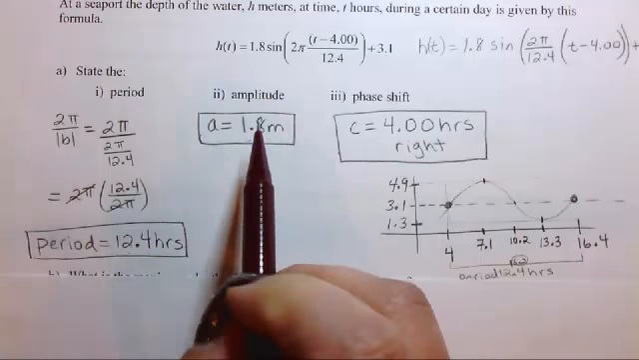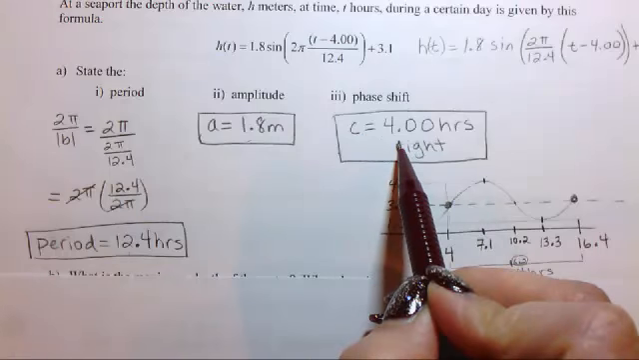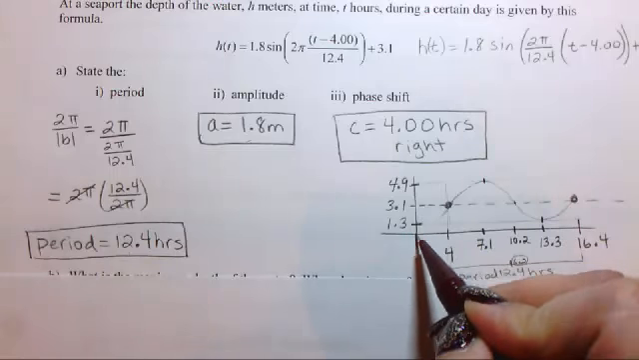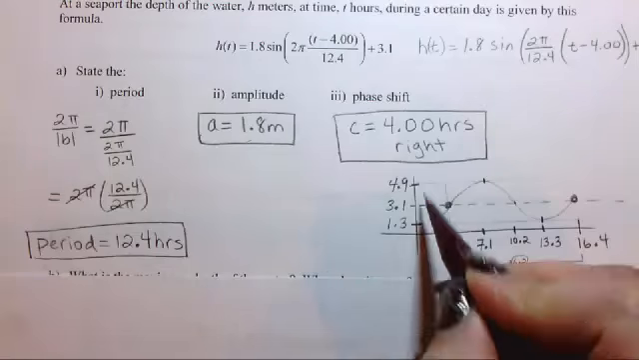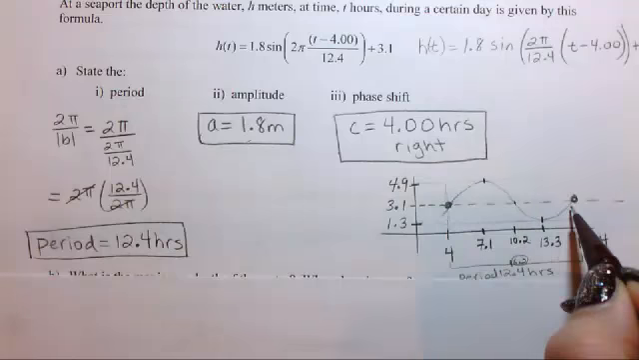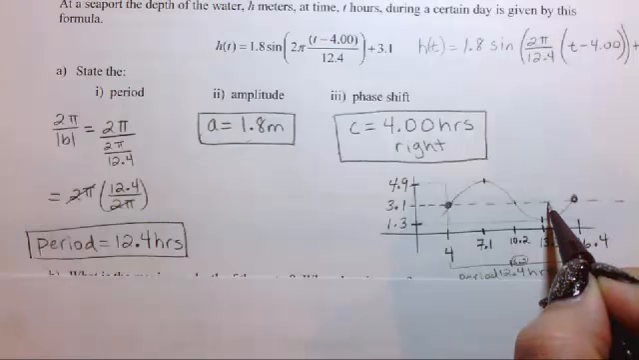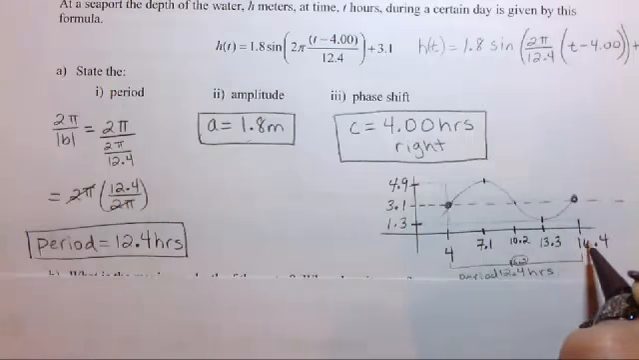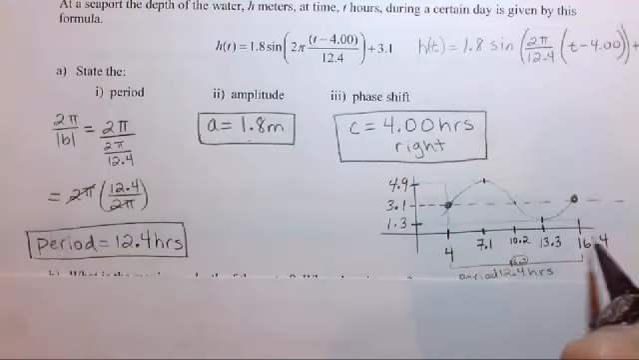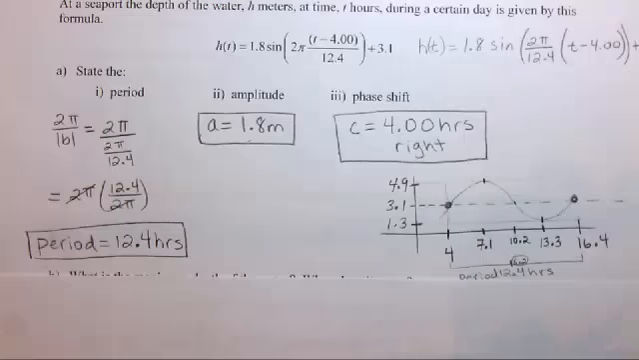My amplitude is 1.8. That's the a value there. And c is the phase shift here. It's my 4 hours. If I had the regular sine function, it would start right from my 0 line here. But since I have a 4 hour shift, I move everything over to the right 4 hours. Without the shift I would end up at 12.4, but in this case, I end up at 16.4. So between 4 hours and 16.4 hours, that is one entire full cycle occurring.